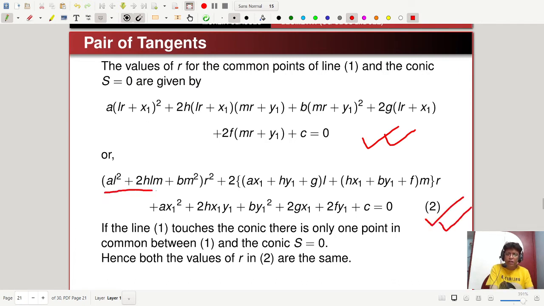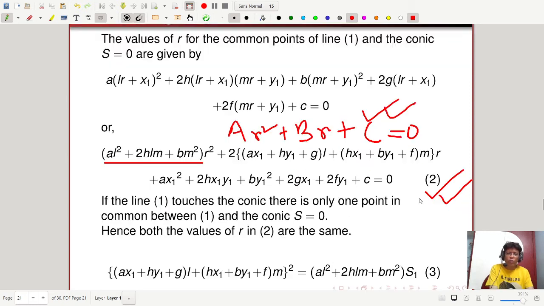You look at that, a r square plus b r plus c. This is the quadratic, right? You can write the quadratic as ar² + br + c = 0. So this is the quadratic in r. Here a is given by the first bracket, b is twice whatever is inside the curly bracket, and c is the constant term, right?